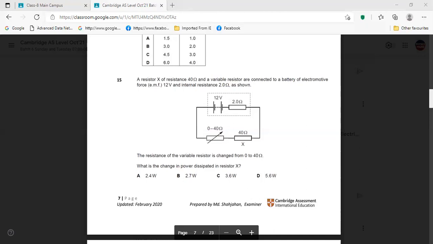No, here it is 42 by 40. Not needed. So here we have how many resistors?